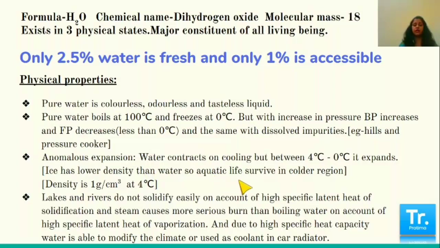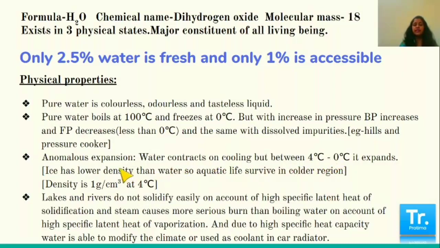Thus, the aquatic life survives. And it is seen that the density of water is 1 gram per centimeter cube at 4 degrees Celsius. Why at 4 degrees Celsius? Because it is maximum at this temperature. Beyond it, expansion takes place.